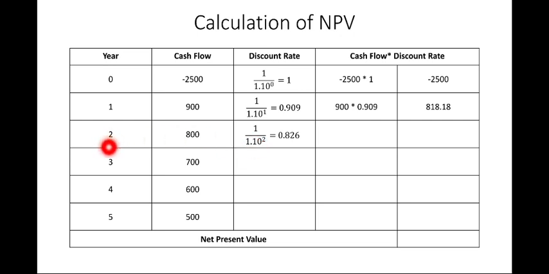Similarly, in the second year, it is 1 upon 1.1 raised to the power 2, since it happens in the second year. So it comes out to be 0.826. Now we multiply 800 by 0.826, we get 661.16. Similarly, for the third year, the discount rate is 1 upon 1.1 raised to the power 3, that comes out to be 0.751. Multiply 700 by 0.751, we get 525.92, as you can see over here.